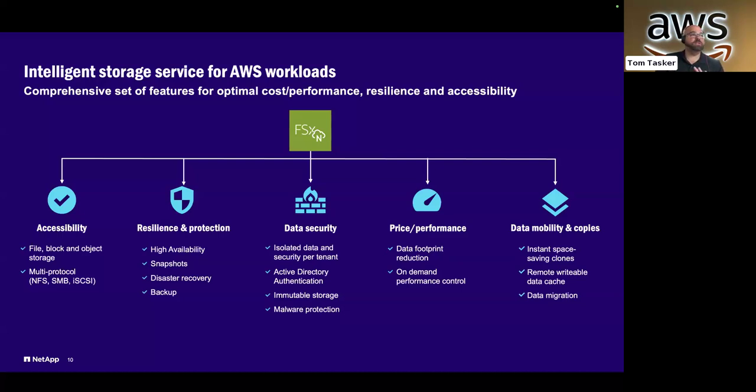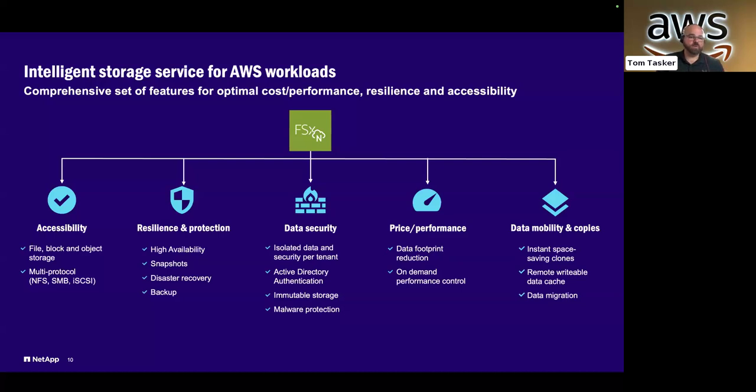So hopefully that gives you an idea of the engineering, the effort, the work that has gone into FSx for NetApp ONTAP, and all of the features and functionality that are available to you. And actually, there's a couple of things we haven't talked about that we'll touch upon as we go through this.